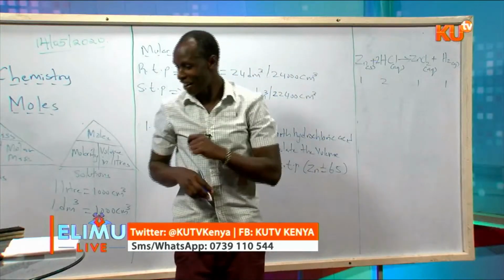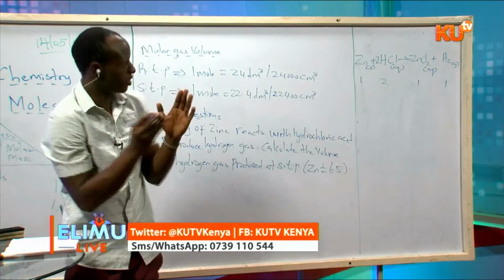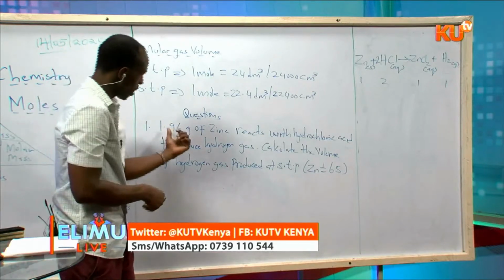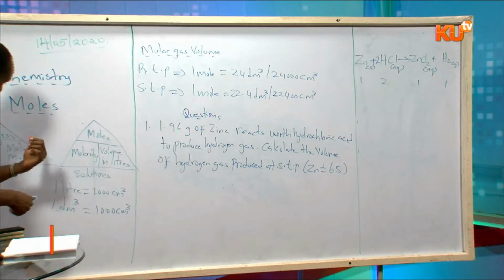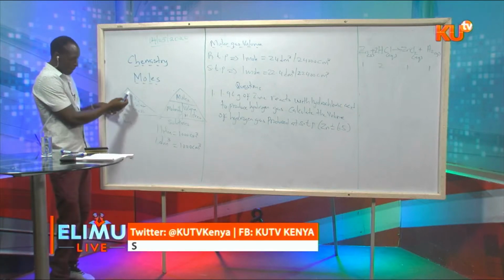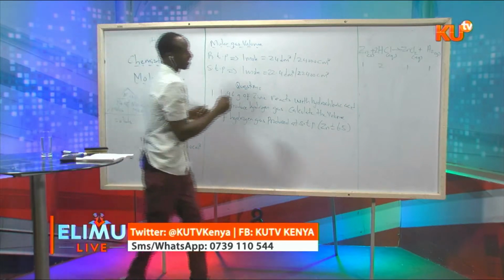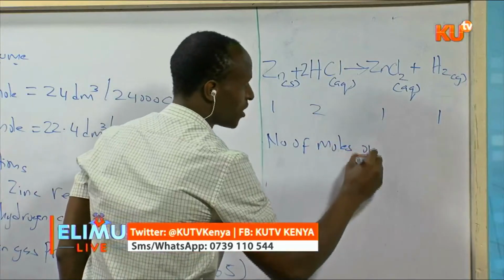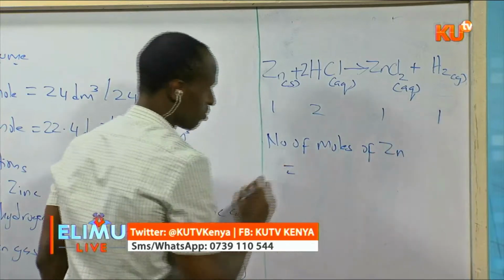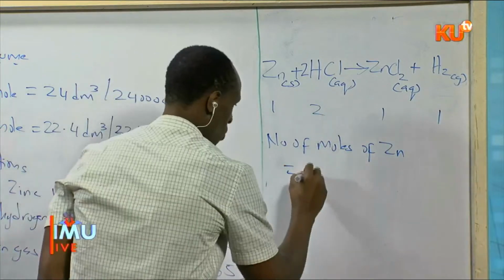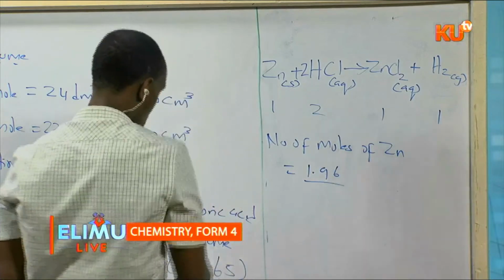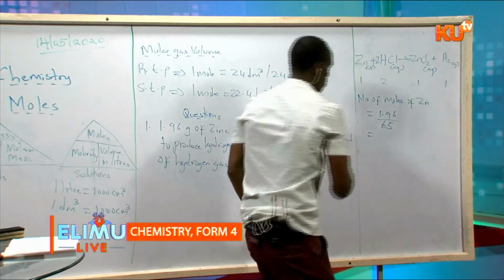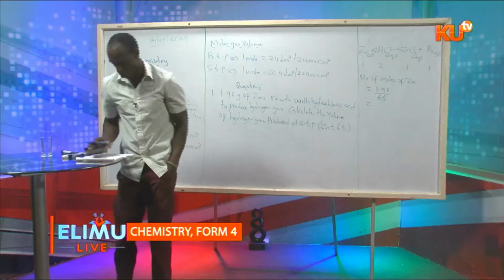So having done that, now you get the number of moles. Which one can you calculate the number of moles of? We can get the number of moles of zinc because it was 1.96 grams. And how do you calculate the number of moles? Mass over molar mass. So number of moles of zinc equals, what's the mass? 1.96. What's the molar mass? Molar mass, you don't have to worry, it's always given: 65. Then you divide. So you can also do it at home.